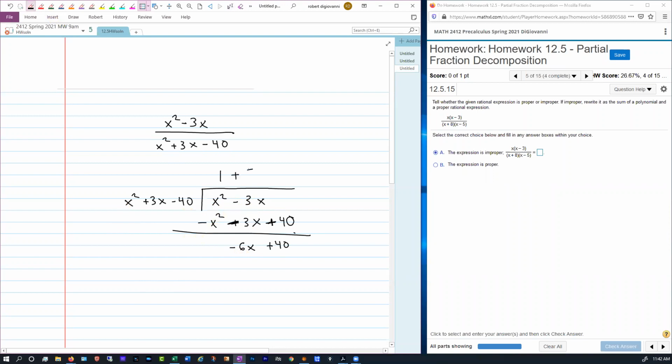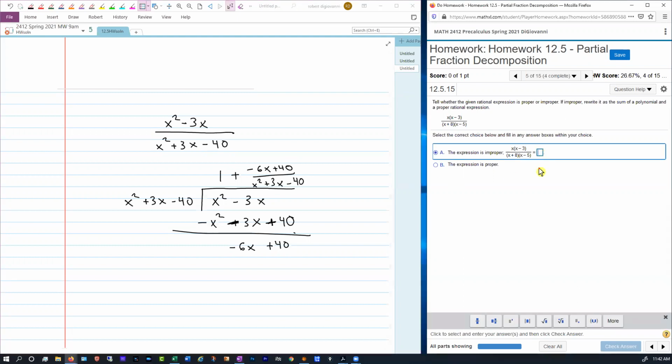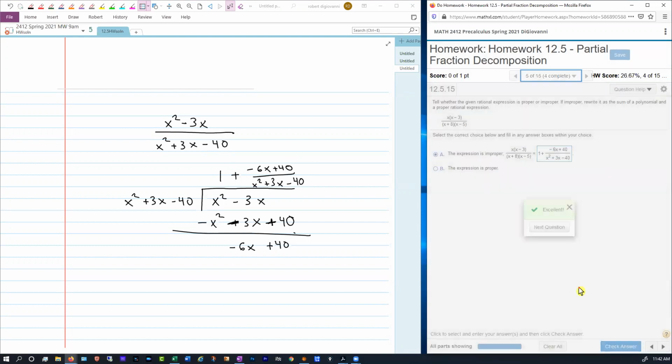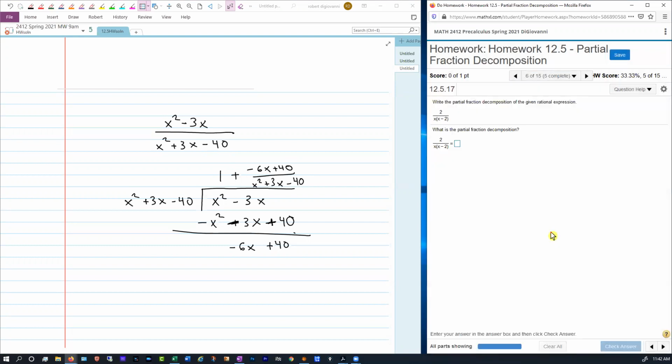So we'll put plus negative 6x plus 40 over my divisor, x squared plus 3x minus 40. I realize I'm moving kind of fast here, but I'm just trying to make sure you understand the basic idea of how to do these. Minus 6x plus 40 over x squared plus 3x minus 40. Okay, doing good, doing good.